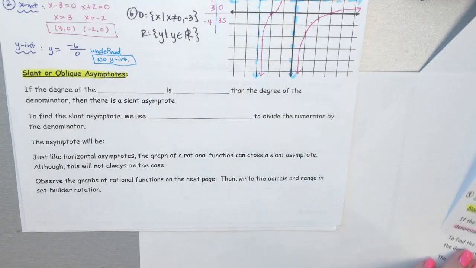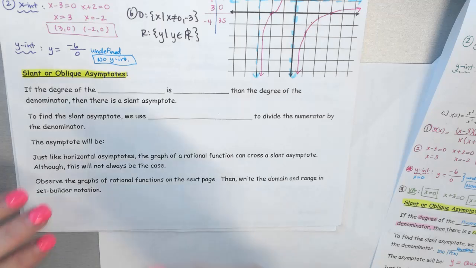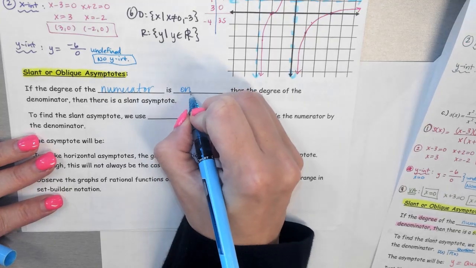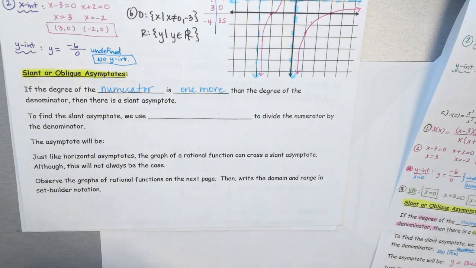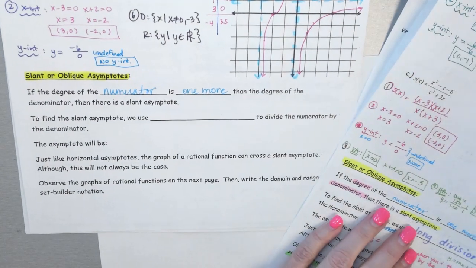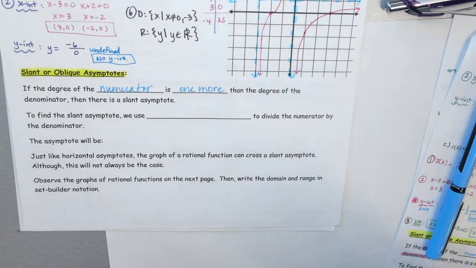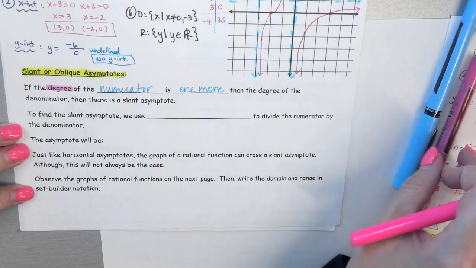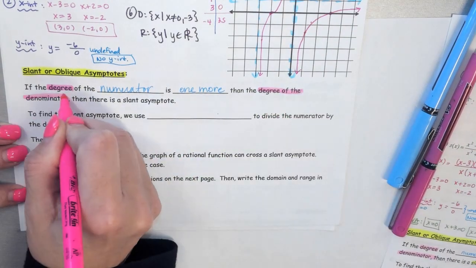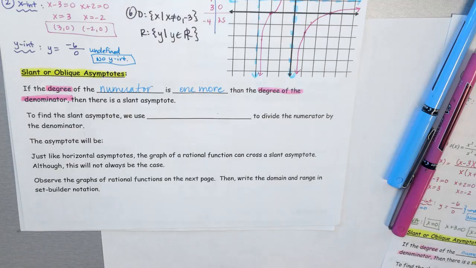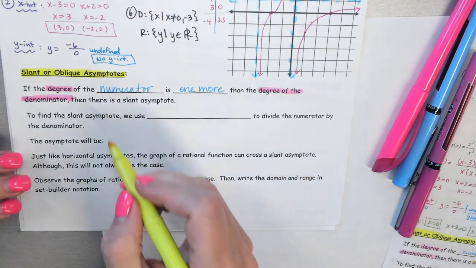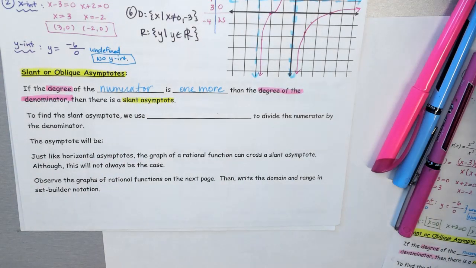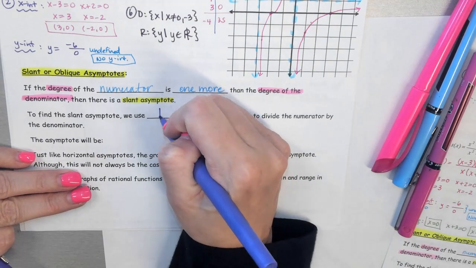If the degree of the numerator is one more, it has to be exactly one more than the degree of the denominator, that's how you know when there is a slant asymptote. It's all about the degree. That's when a slant asymptote is going to occur. To find the slant asymptote, do you remember from last year how to find it? We use long division.